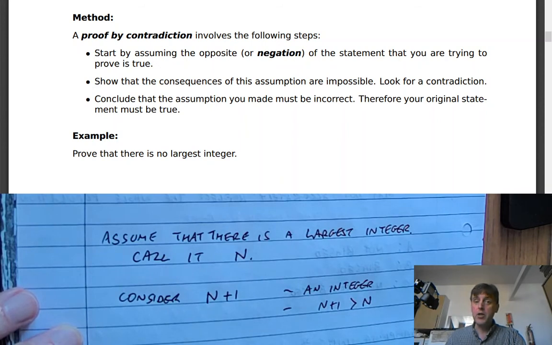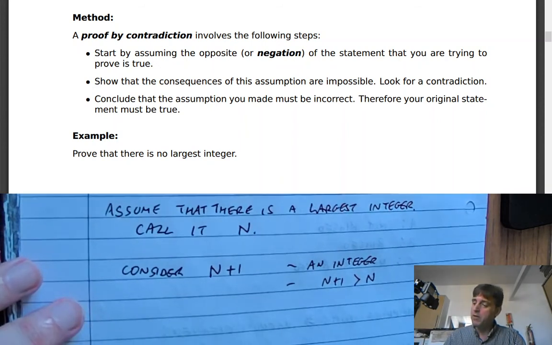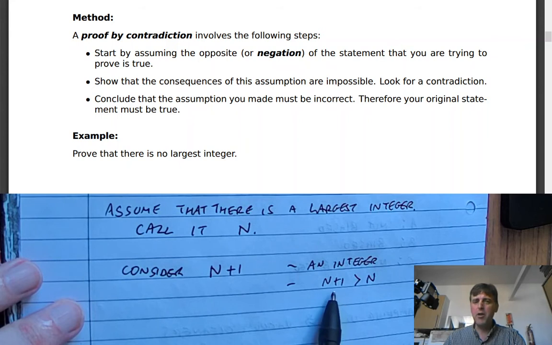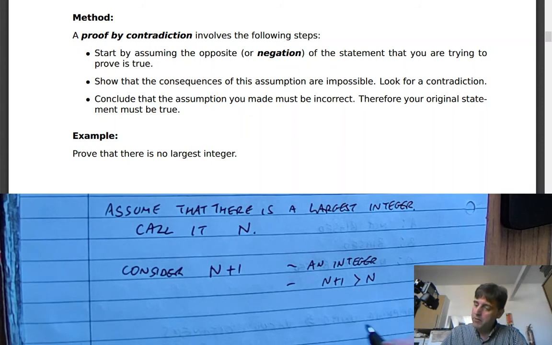There's our contradiction, of course. We've said that n is the largest integer. But this can't be true then, can it? n plus 1 can't be larger than the largest integer, but hold on, it is, and it's an integer. Therefore, we've got ourselves a contradiction.